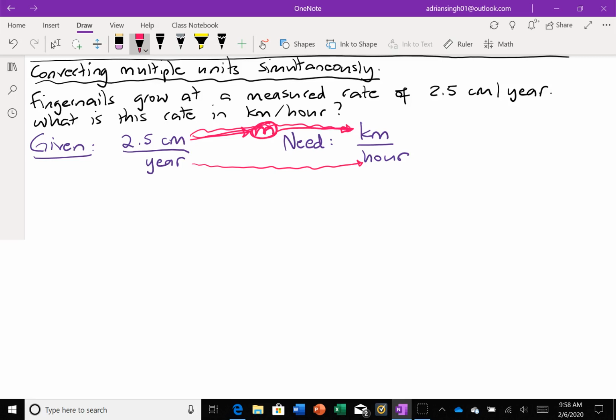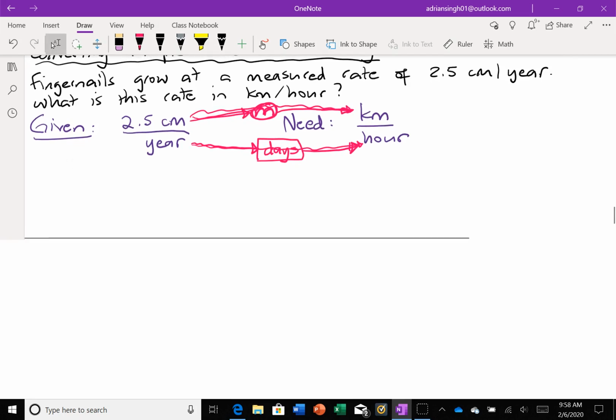Similarly, we may not know how many hours there are in a year, but we can go from years to days, and then from days into hours, right? So we can break both of these down into a couple of bite-sized pieces. So let's write down the things that we're going to use.